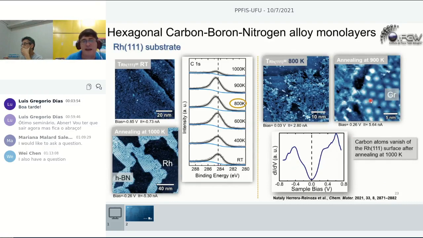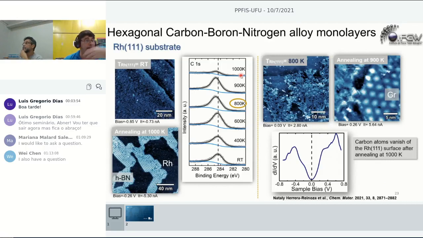And we said, okay, let's try to produce now the HBN. When we heat up to 1000 Kelvin, what we got was this. Basically HBN only, and the carbon goes away. In fact, they migrate to the bulk of the rhodium crystal, the substrate. Then we said, okay, we have a problem in rhodium.